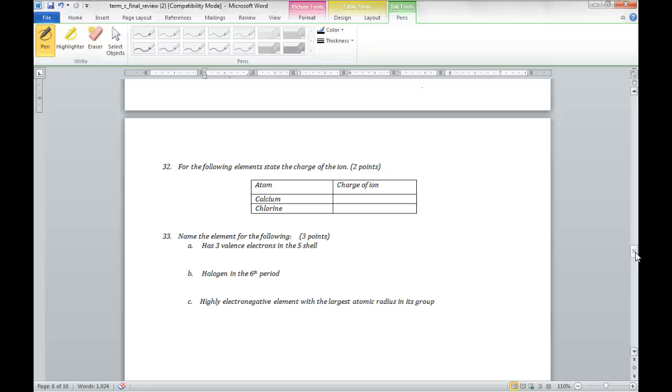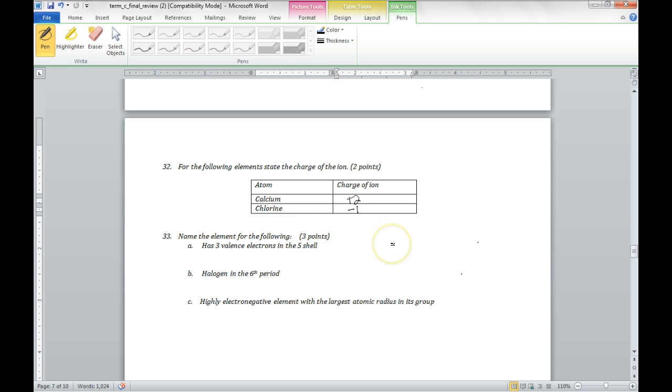So calcium is in group 2, therefore it has a +2 charge. Chlorine is in group 17, or group 7A, so it has a -1 charge. The reason it has a -1 charge is because it's going to be easier to gain 1 electron and have 8 valence electrons rather than lose the other 7.